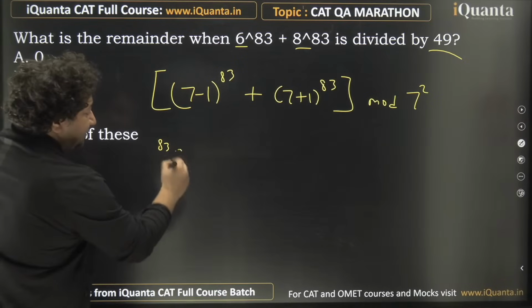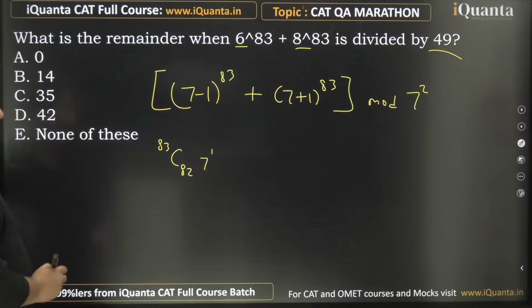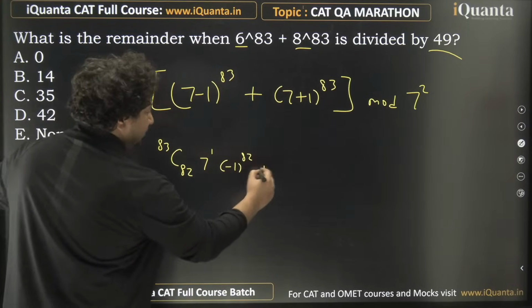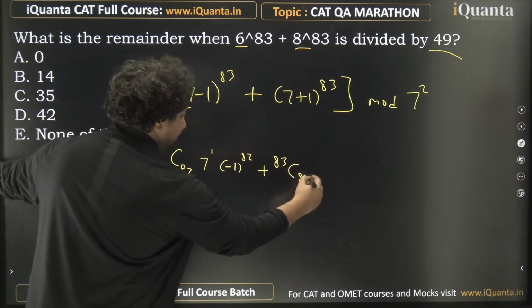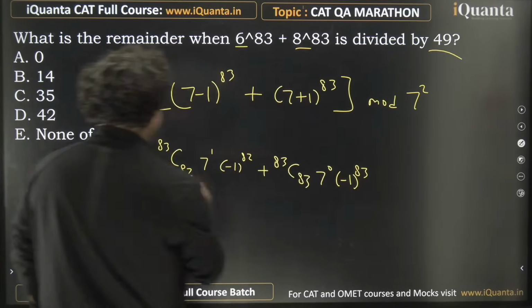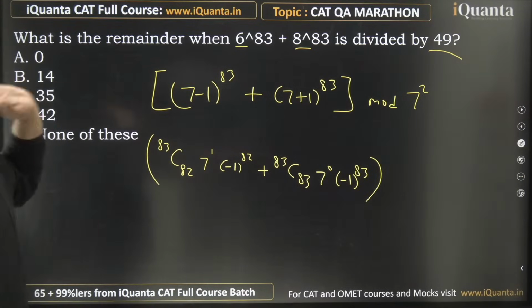83C82 7 to the power 1 times minus 1 to the power 82 plus 83C83 7 to the power 0 times minus 1 to the power 83 will be left in the first bracket. क्या किया मैंने यहाँ पे? बाकी सब कैंसिल कर दिया, बाकी सारे गायब हो गए.